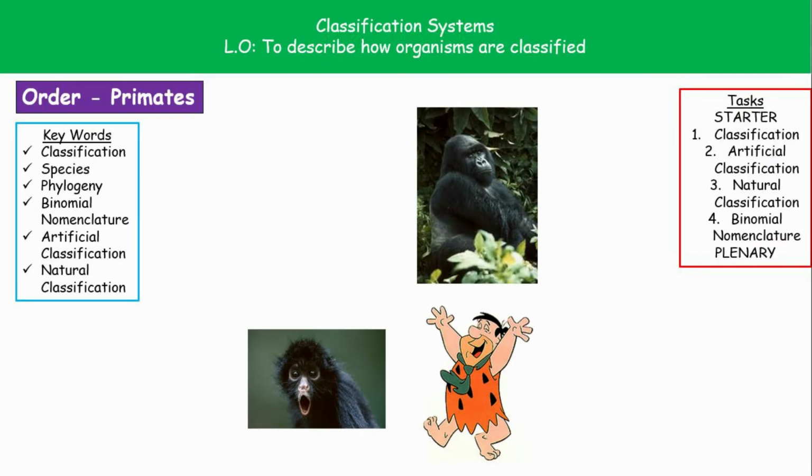Our next category is the order, and in this case we're looking at the order of primates. So at this point we've got rid of the dog and the cat, and we're now just left with a group with gorillas, monkeys and us as human beings. Hopefully, even though we can see that we're getting more closely related, you're still not sitting there thinking, this is it, this is the last bit of our classification. If I look at a gorilla, I can't tell the difference between the gorilla and myself. Hopefully that's not the case.